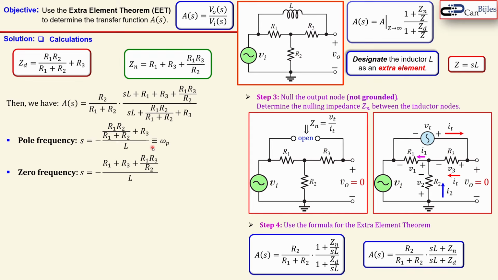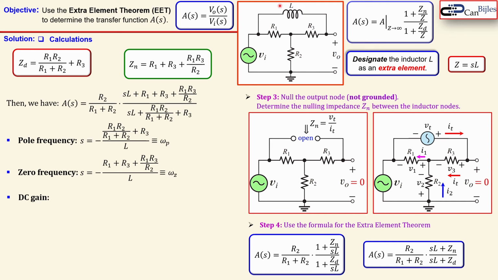Now this is defined as the pole frequency, and this is then defined as the omega z, which is the zero frequency. This minus sign is just to show you that it is on the left half of our complex plane. Next one, we will look at a DC gain. The DC gain can be determined by looking at the circuit.